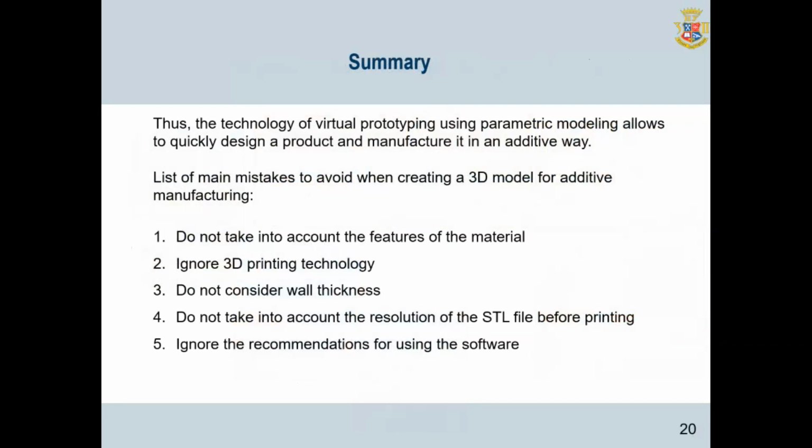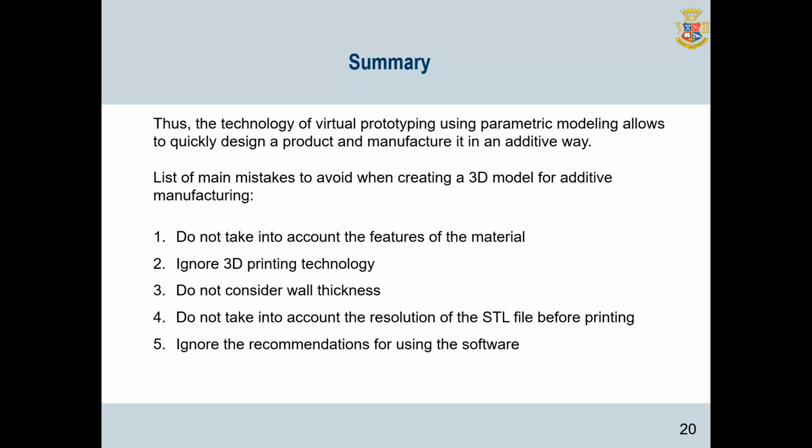Functional testing of the prototype was carried out in several scenarios, moving individual fingers or several of them. The results confirmed the performance of the prototype as well as implementation of the main functions. Thus, the technology of virtual prototyping using parametric modeling allows one to quickly design a product and manufacture it in an additive way.